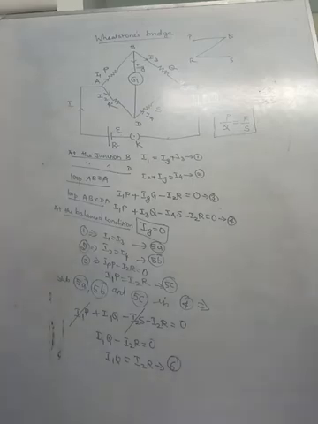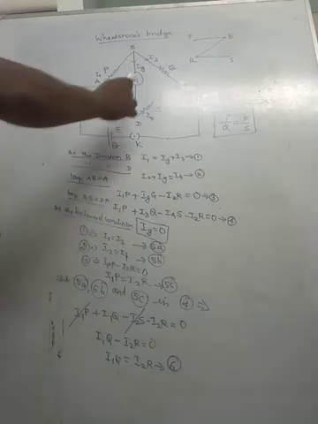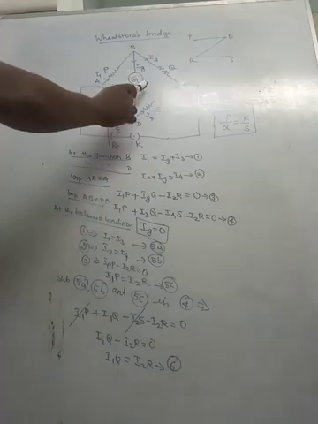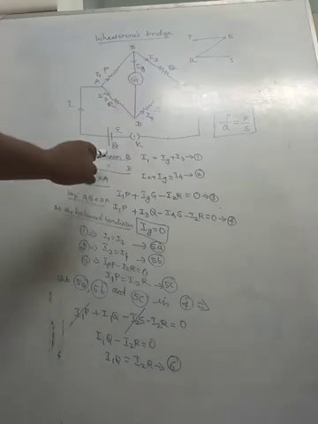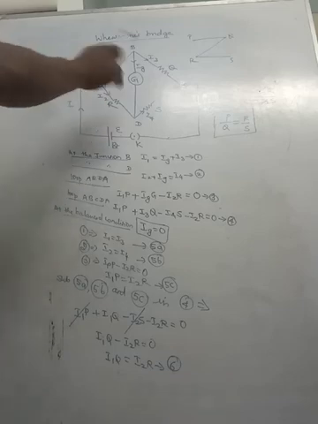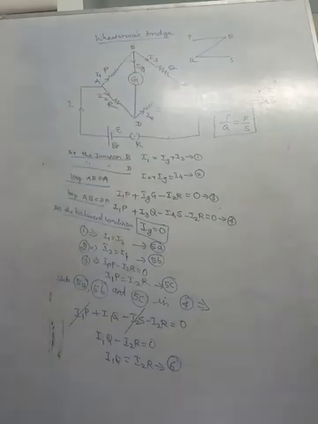The method remains unaffected by the internal resistance and the source. That means at the balance condition, if you interchange them, the battery can be placed here or the G can be placed in the place of the battery. There is no change in the balance condition. The balance condition will be the same: P by Q is equal to R by S. This is the main application of the Wheatstone bridge.